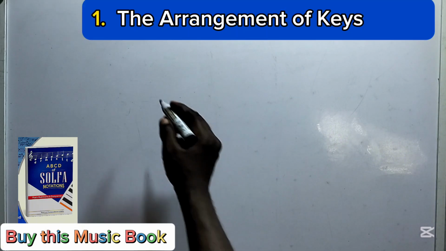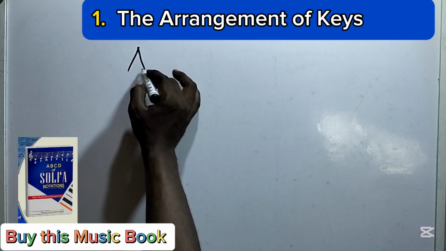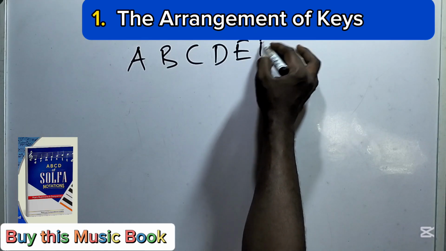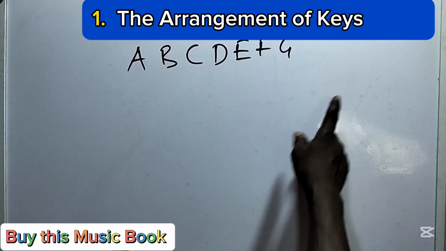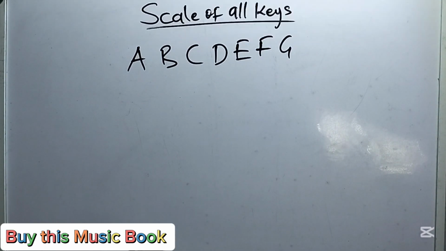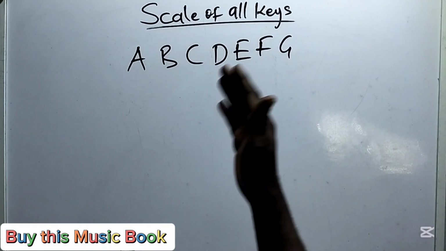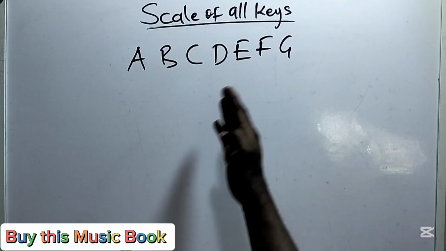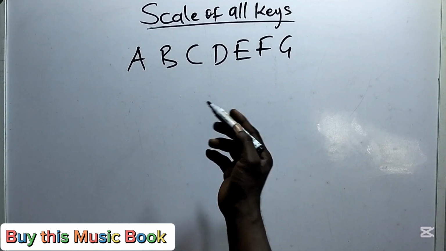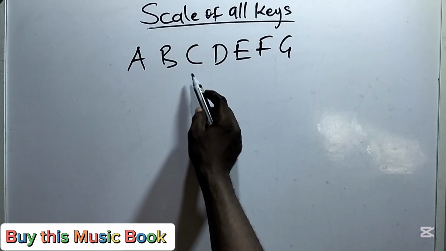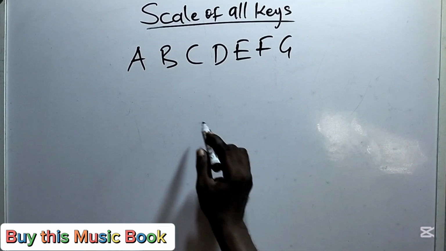How do you know the arrangement? First of all, you have A. So these are the keys we have: A, B, C, D, E, F. They are called the 7 natural keys. We have an additional 5 keys that are not here. But why do we start with C? Because C has a natural note.